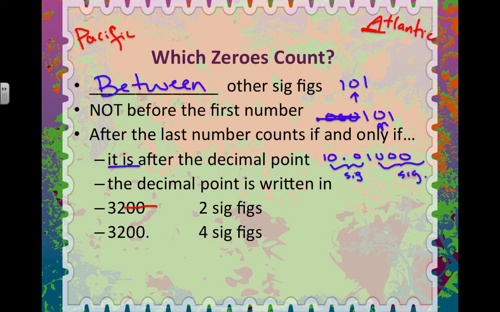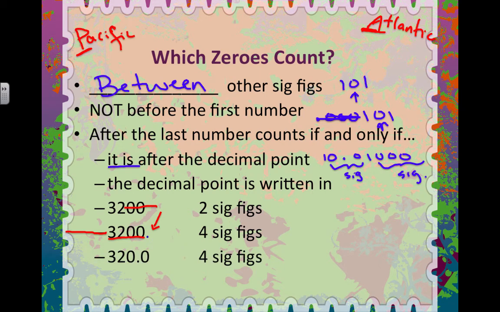Let's look at another one. Now I have a decimal point that's written in, so the decimal is present. I have to start on the Pacific side of the country and fly in until I hit a non-zero number, and I hit one right away. So I have to count all of these as significant. This number has 4 sig figs because the decimal point is written in.